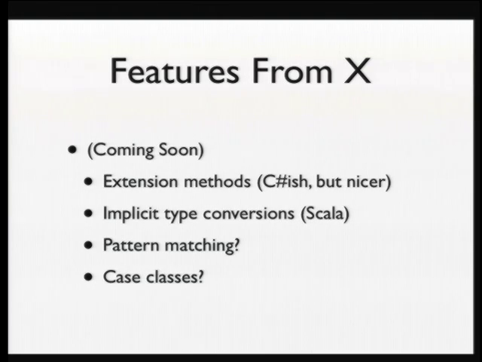There are other features that we want to pull from your favorite language of the week. For example, extension methods, doing it something like C# does, but making it look like you're actually opening classes in Ruby. Implicit type conversions, possibly from Scala, which opens up a lot of dynamic DSL sort of stuff without actually changing any of the static typing behind the scenes. Pattern matching in case classes. There's all sorts of stuff that we could do. And I think we can do almost all of these with just a compiler and not introducing any new libraries. That's the goal right now.